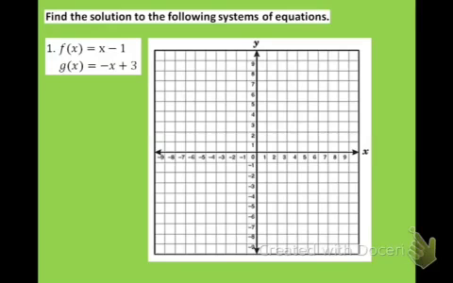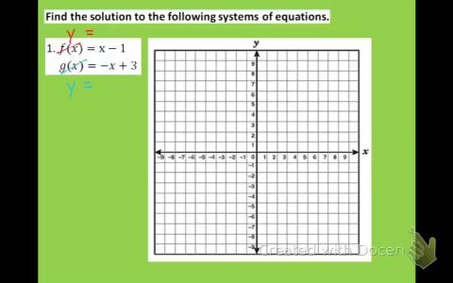And our first one is f of x equals x minus 1. The second one is g of x equals negative x plus 3. If you remember from the last unit, we said that f of x, this part right here, is actually the exact same thing as y equals. And if you have g of x, this part right here, that's the exact same thing as y equals also. So these are already both in y equals mx plus b format.